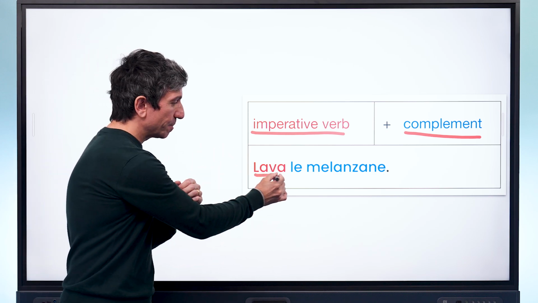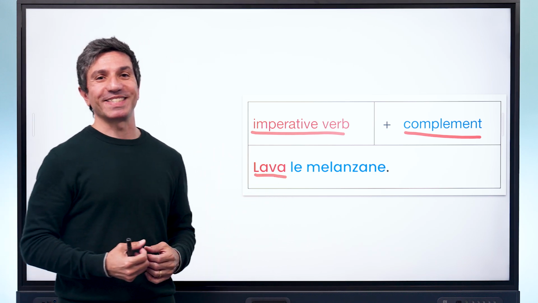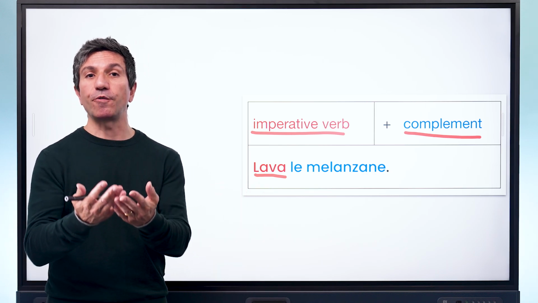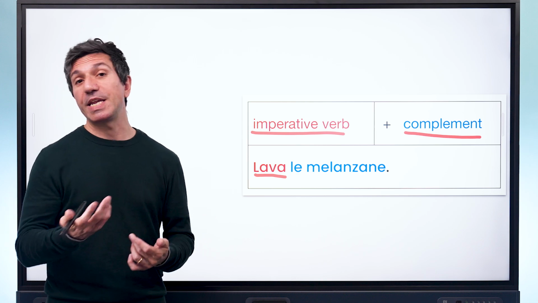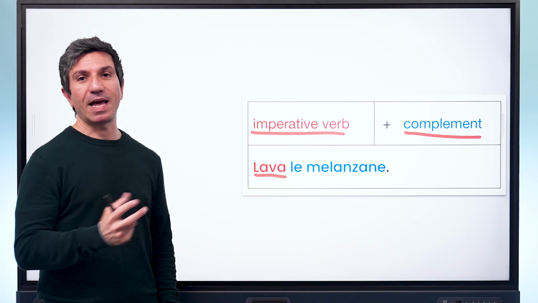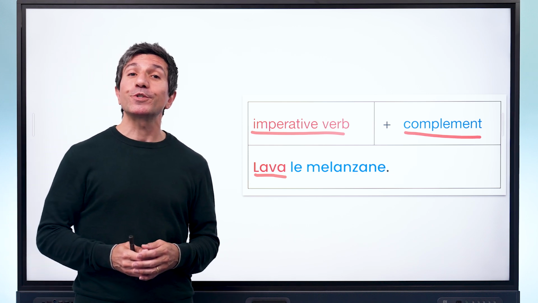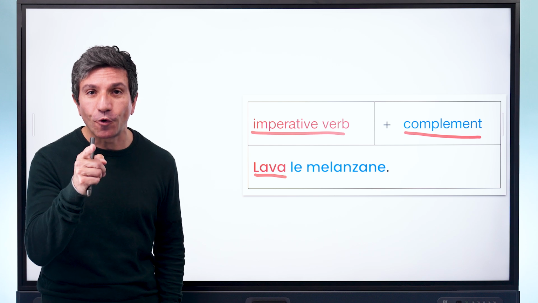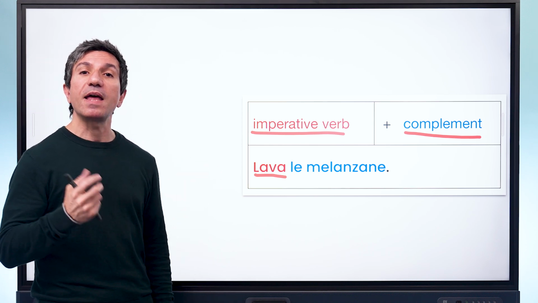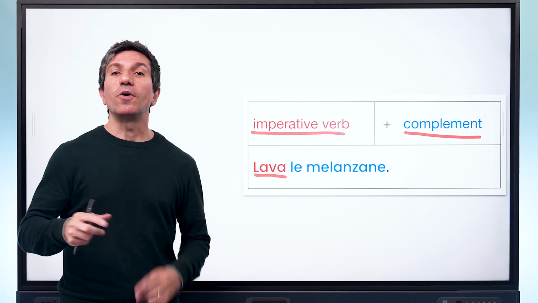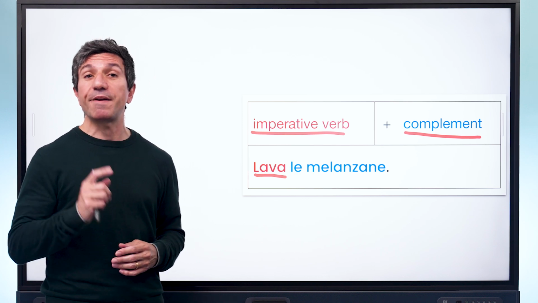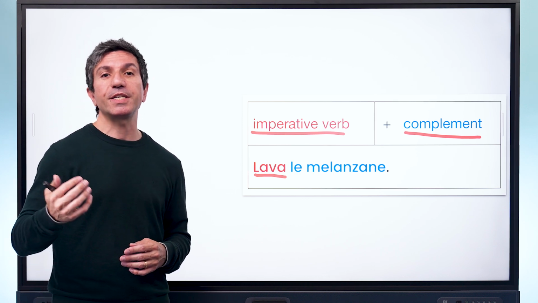Lava le melanzane. Wash the eggplants. First is the verb lava, which is the informal imperative form of the verb lavare, meaning to wash. To form the imperative for regular are verbs like lavare, when speaking to one person informally, the tu form, you remove the are ending from the infinitive and add a. So, lavare becomes lava. This form is used to give a direct instruction or request, such as telling someone to wash something.